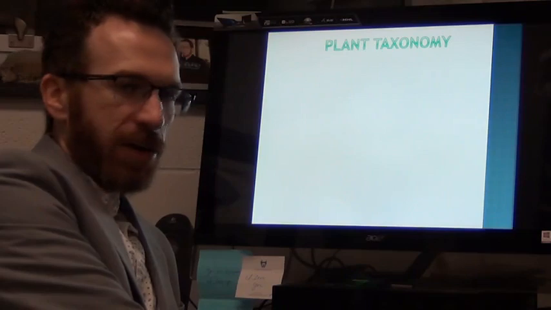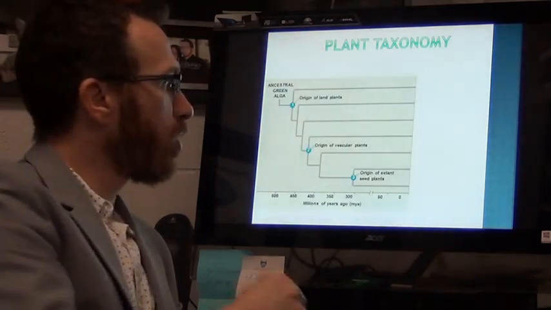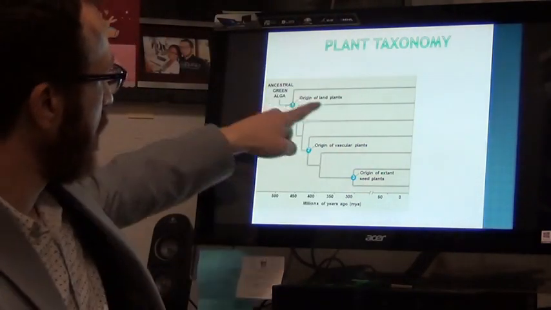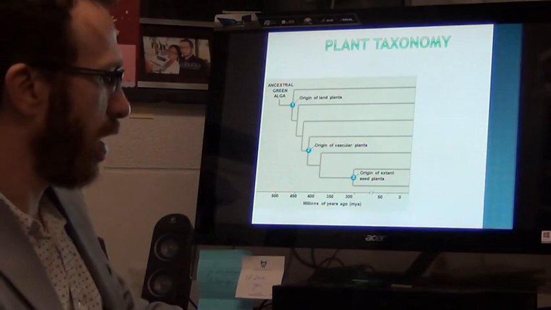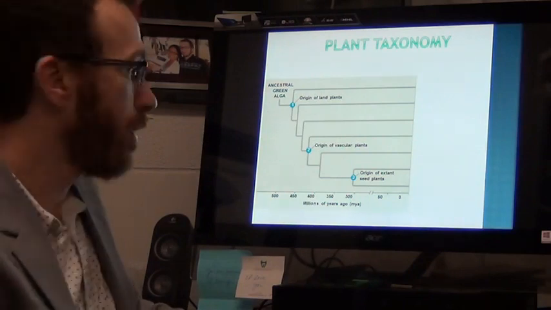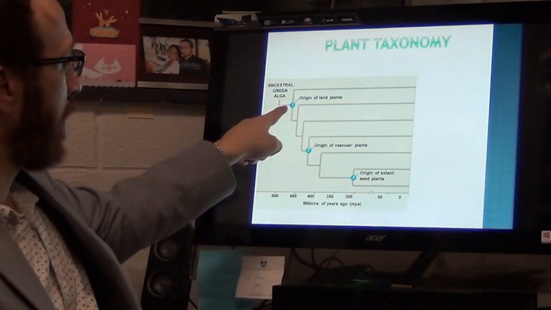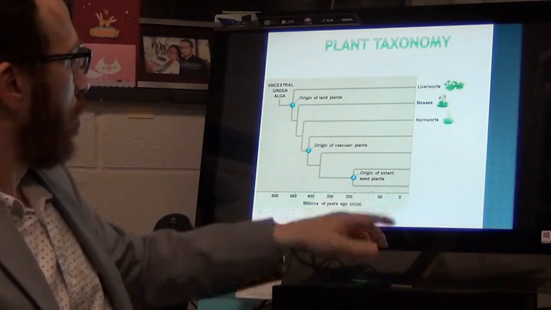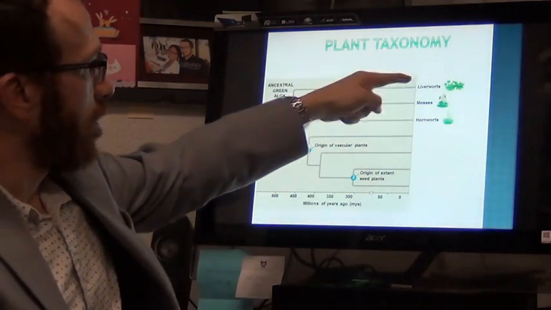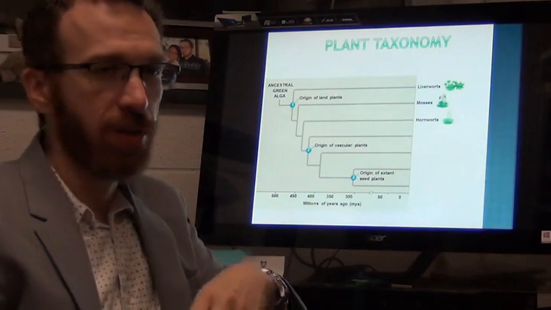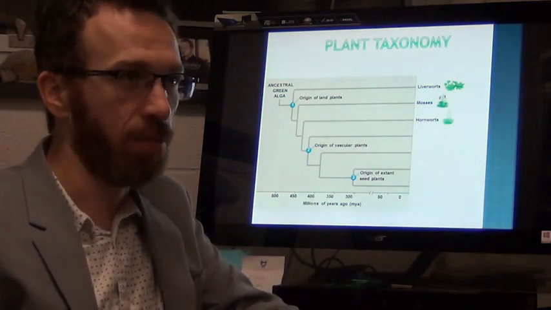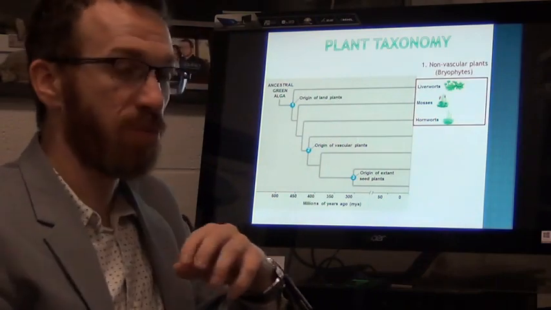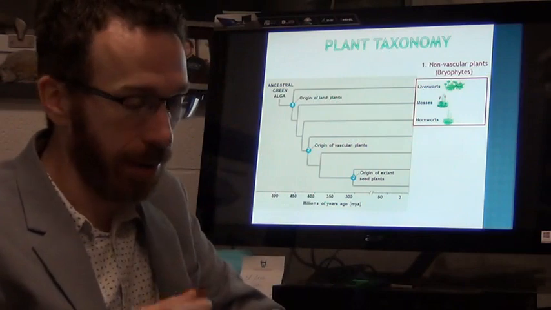So let's talk a little bit about plant taxonomy, different groups of plants. If we looked at the phylogeny of plants, we have an ancestral green algae, related to the Charophyta. And then we have the origin of embryophytes here. So there's our common ancestor. And then we have several groups. In these three groups here, we have liverworts, mosses, hornworts. These are our basal land plants, our most primitive land plants. All these three groups are considered bryophytes, or bryophyta.